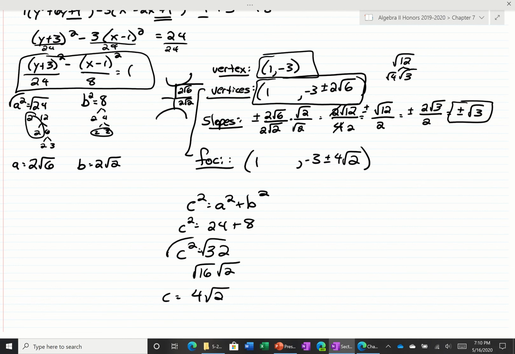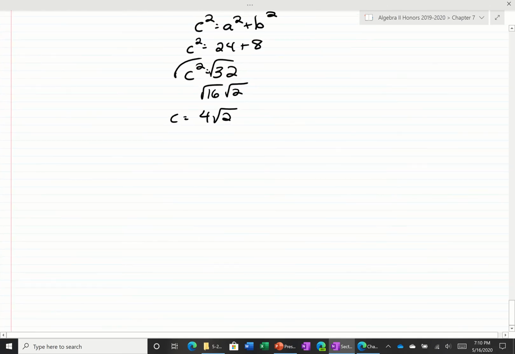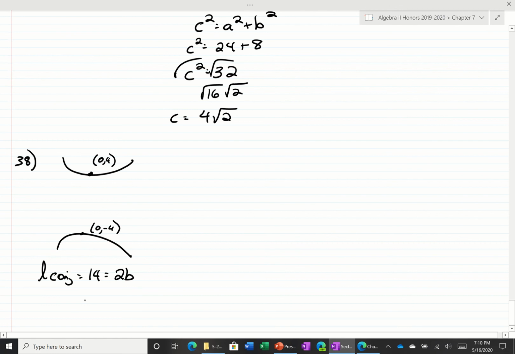We'll do one more here. Let's see, 35 or 38. So I saw 38 first. They're both pretty much the same thing. So number 38, it's asking us to write an equation. The vertices of the hyperbola are 0, 4 and 0, negative 4. The conjugate axis has a length of 14. Well, we know that that's 2b, so b is 7.